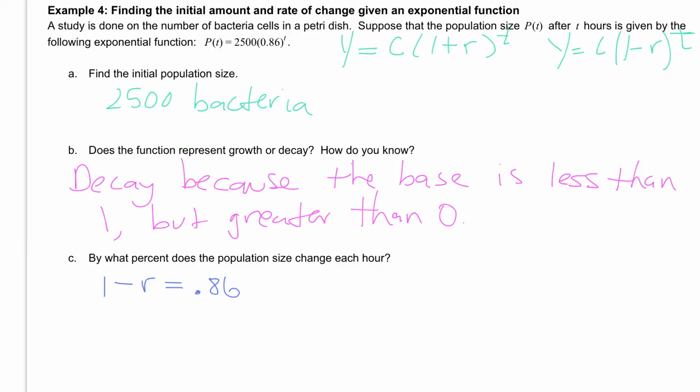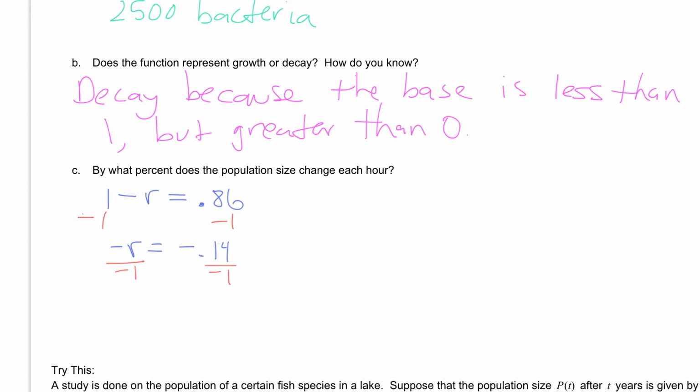To solve for R, the first thing I would do is subtract 1 from both sides. And if I do that, I get negative R equal to negative 0.14. Then I would divide both sides by negative 1. And I get R is equal to 0.14. And then I'm going to change that decimal back to a percent. Changing it to a percent is the same as multiplying by 100, or moving that decimal place to the right by 2. So I would get an answer that my population is changing by 14% each hour.